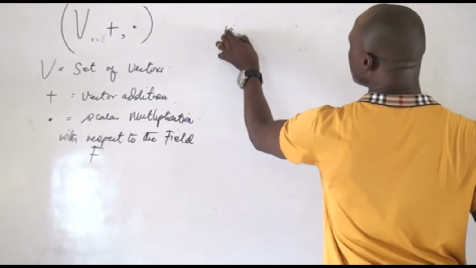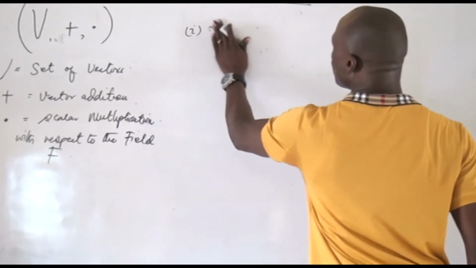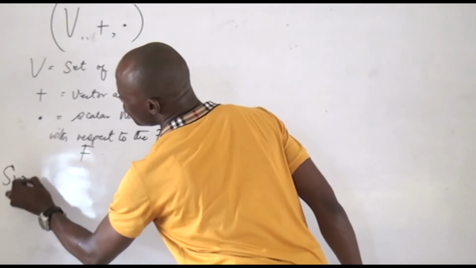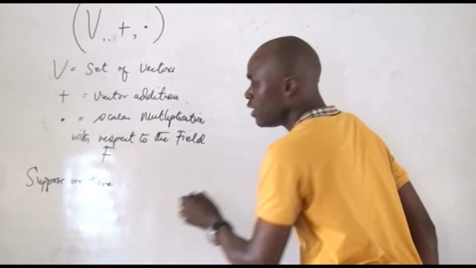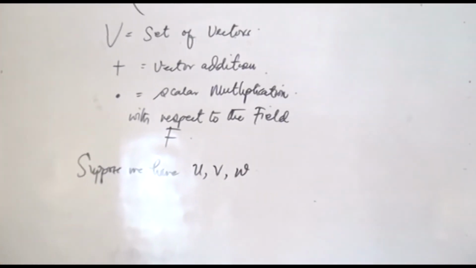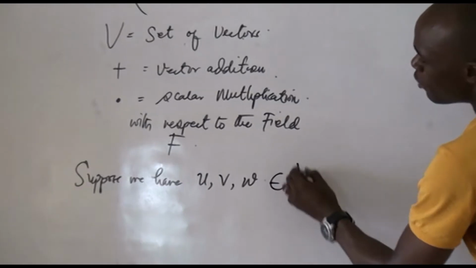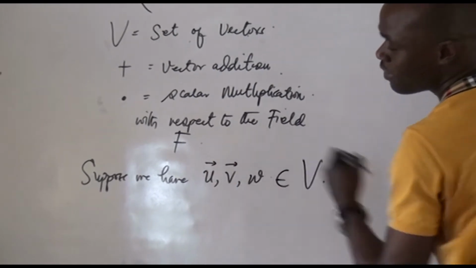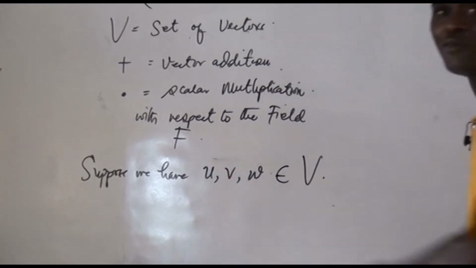The first property, which I'm going to explain, is the closure property. I'm going to start with a statement: suppose we have small u, v, and w, where V is the capital V, which are members of that set. So these are vectors. Some textbooks put arrows over them to show that they are vectors, but I'm not going to do that.